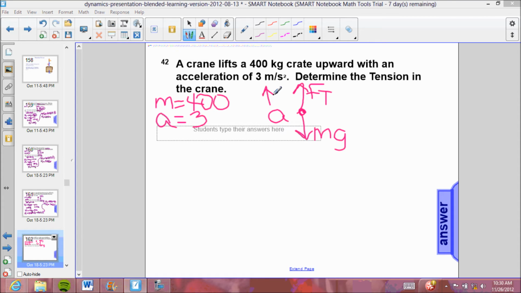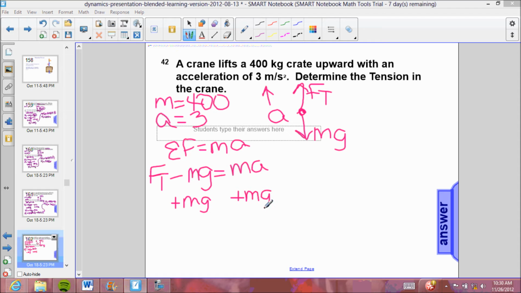So now we would do sigma F equals ma. And in this case, again, from our diagram, we've got Ft minus mg equals ma. And if you notice, we keep it positive because a is going up. It's not going down. If it was going down, it would be negative ma. And now to get our Ft by itself, we add our mg. We get Ft equals ma plus mg.